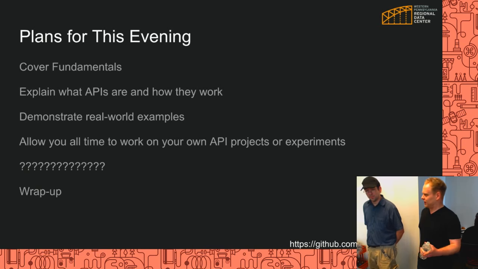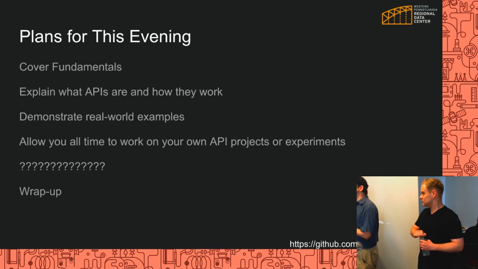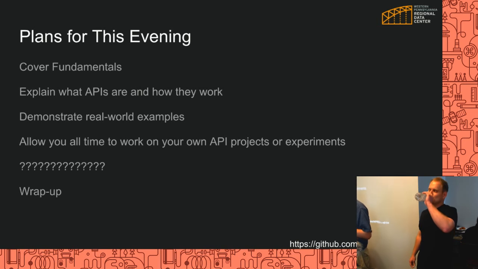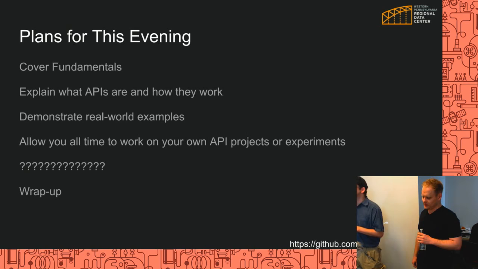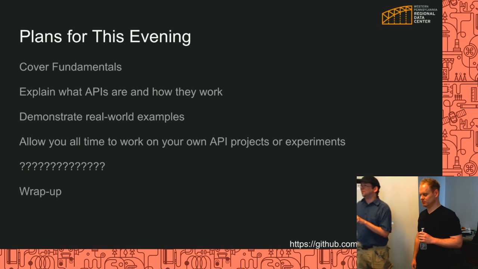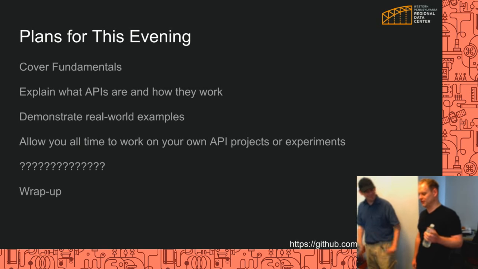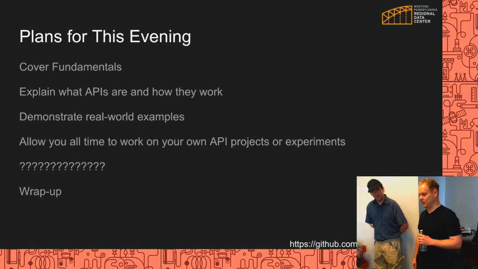And then here's our plans for the evening. First we're going to go over the things you need to know before you can even start working with APIs. Then we're going to talk about what an API is and how to use it. And then we have a lot of real-world examples that we can demonstrate. We have some Jupyter notebooks, some code you can execute, and some exciting things you can do once you get to use APIs. And then we'll also give you some time to work on your own projects or experiments.